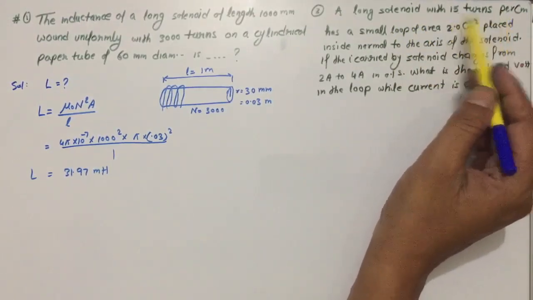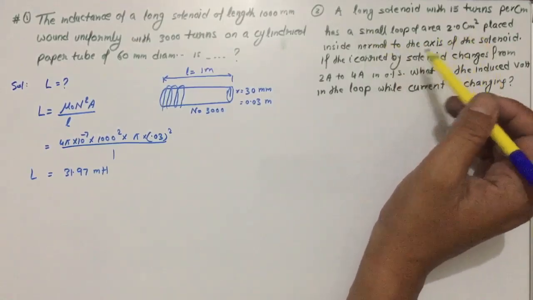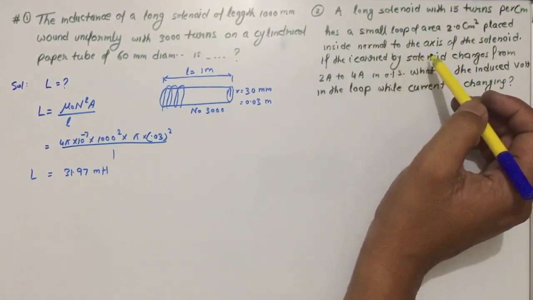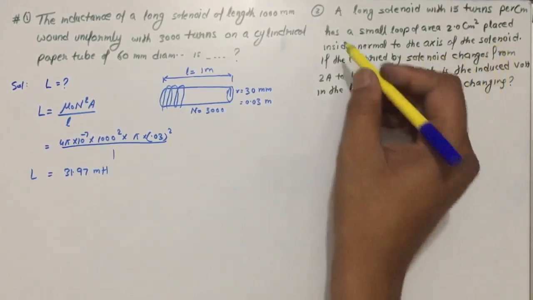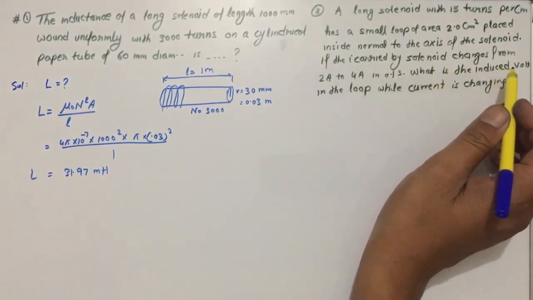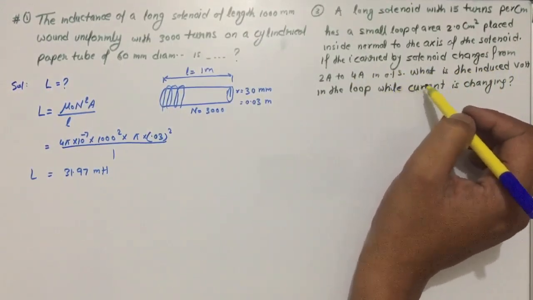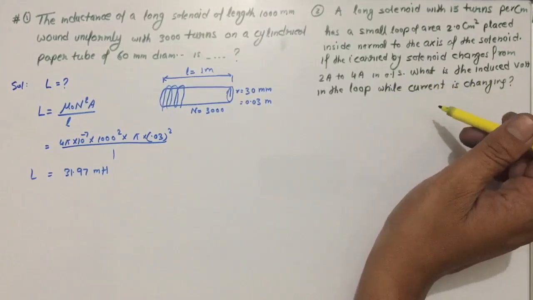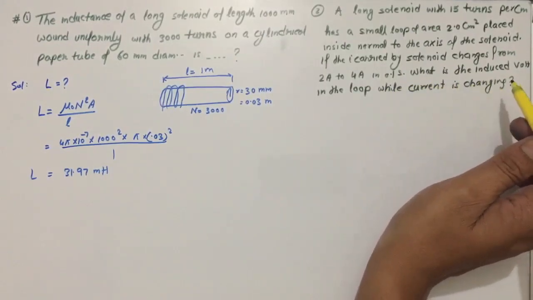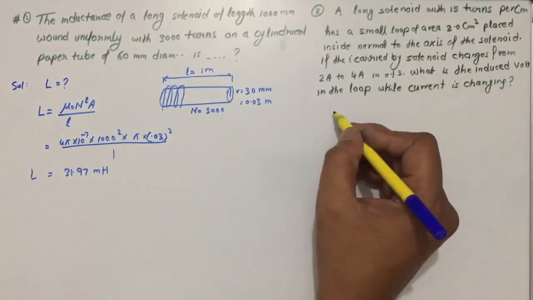N we know, length we know, so has a small loop of area 2 centimeter square placed inside normal to the axis of the solenoid. So if the current carried by solenoid changes from 2 ampere to 4 ampere in 0.1 second, what is the induced voltage in the loop while current is changing? So we have to find the induced voltage, and to find the induced voltage the next important parameter that is required to know is the changing flux.